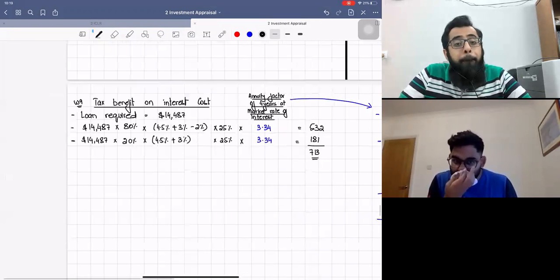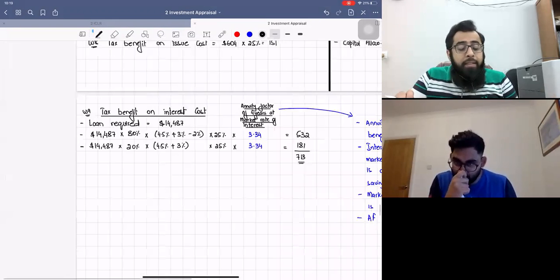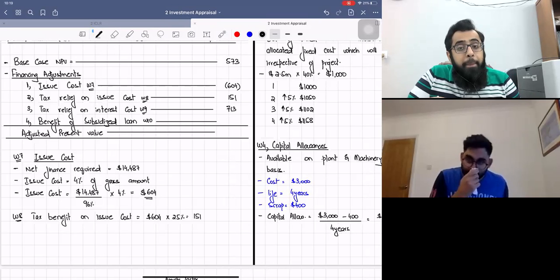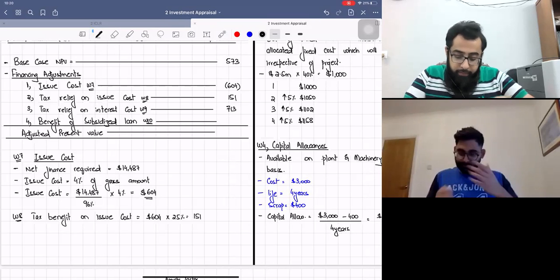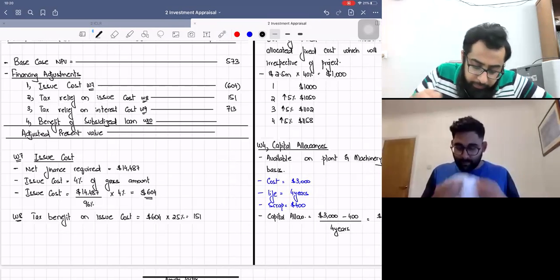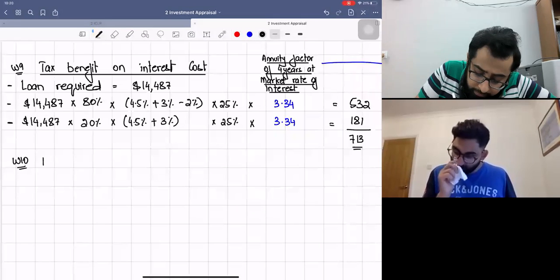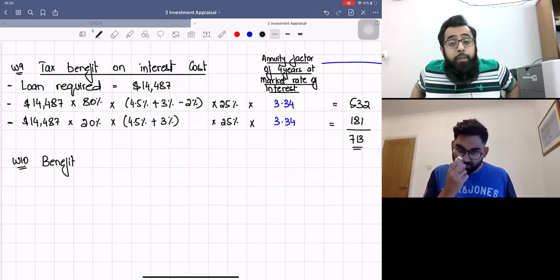Now the one last thing is the benefit on the subsidized loan. Okay, now there is nothing new in it. Benefit of subsidized loan.